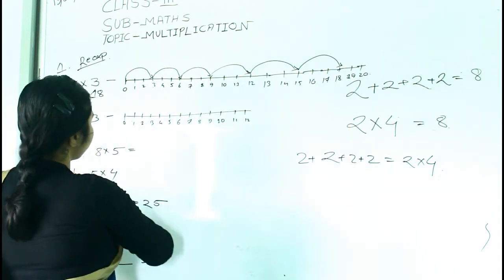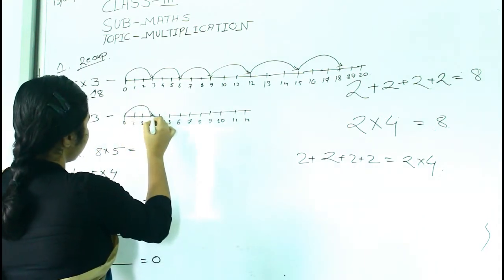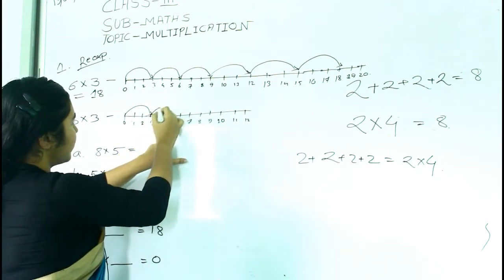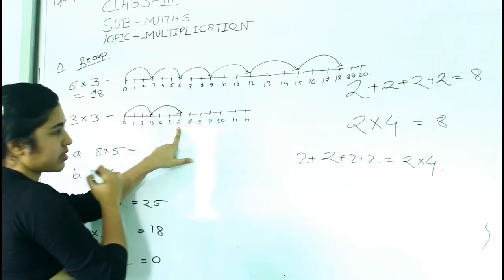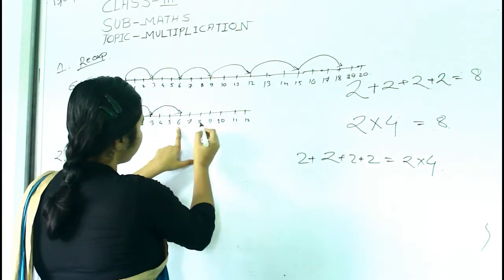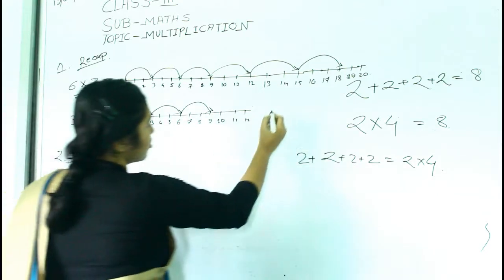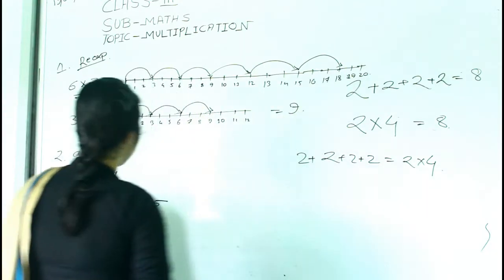Next is 3 into 3. So first start from 0, 3, after 3, 1 2 3. Which means 3 2s are 6 and next 1 2 3, 3 3s are 9. So our answer is 9.